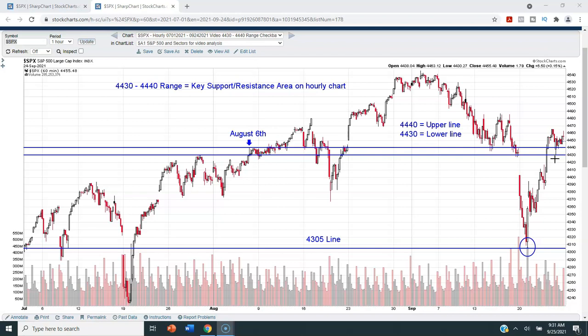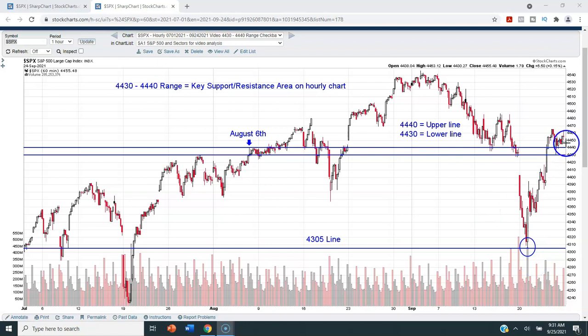However, if we roll back over and start to see trading below this very important trading level, 4430 to 4440, if we start to see especially daily closes below that, and then we start to fall back down to this 4305 level and then close below that, then we know we're in trouble.